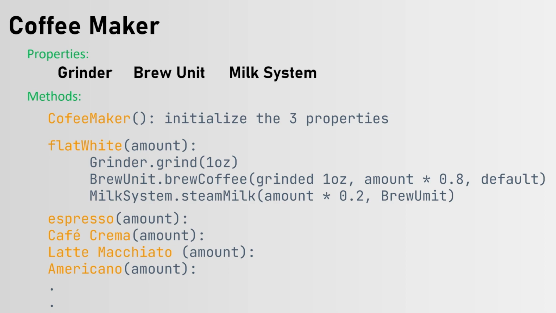Now, all of the work of making a flat white is abstracted into a single method, flat white. And you get the idea. That's the power of object orientation. And that was abstraction.